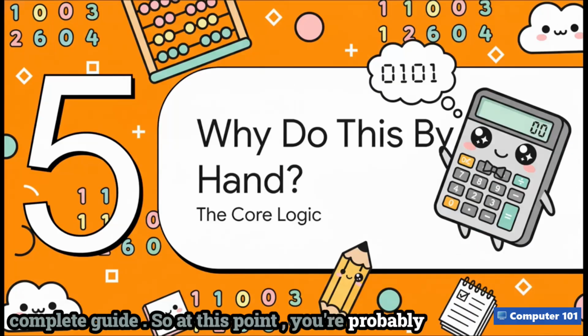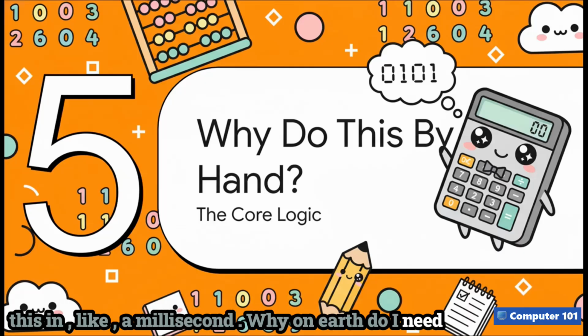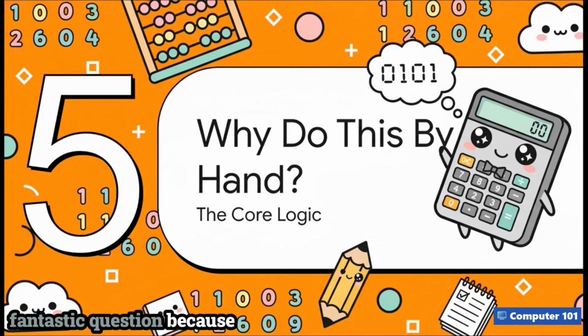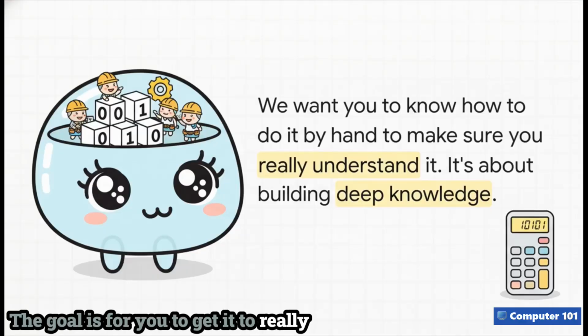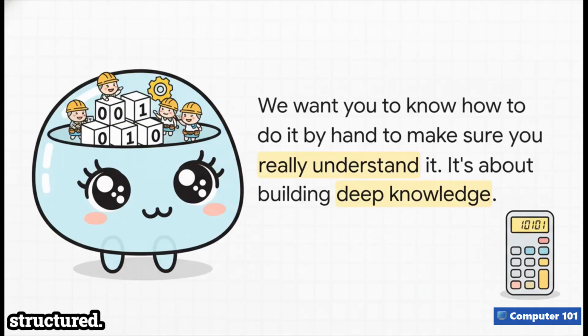So at this point, you're probably thinking, okay, this is cool, but my calculator can do this in like a millisecond. Why on earth do I need to do this by hand? And you know what? That is a fantastic question, because it's not really about just getting the right answer. The goal is for you to get it, to really fundamentally understand what a number is and how information is structured. Doing it by hand builds that deep, intuitive knowledge that just pressing a button can never give you.